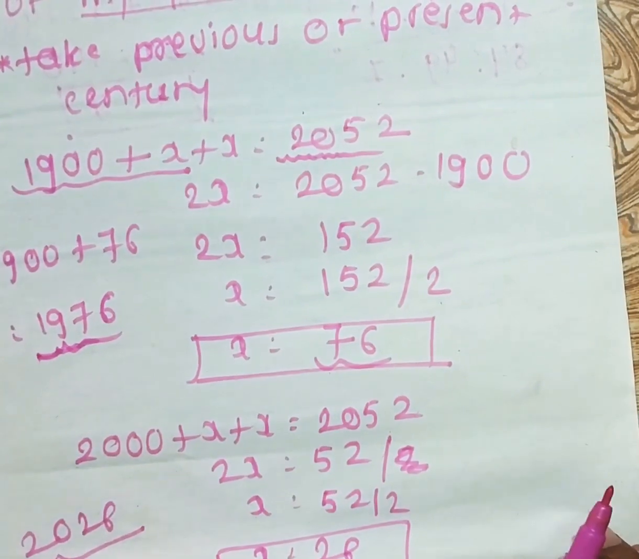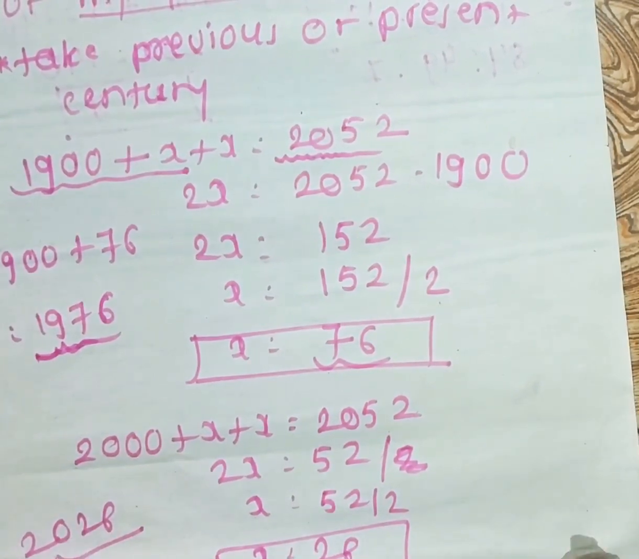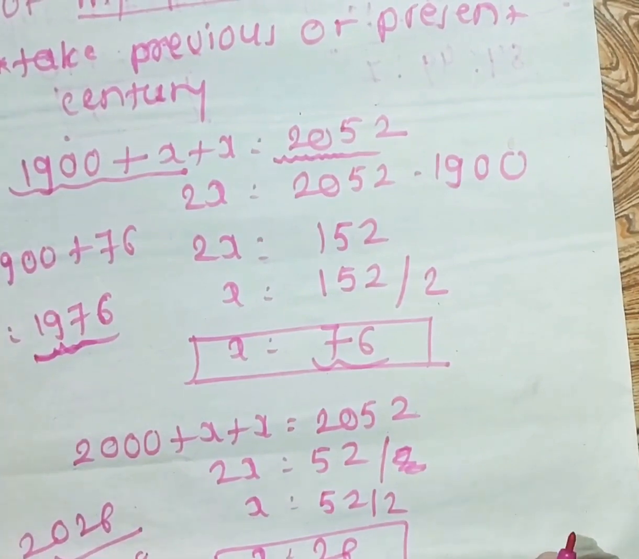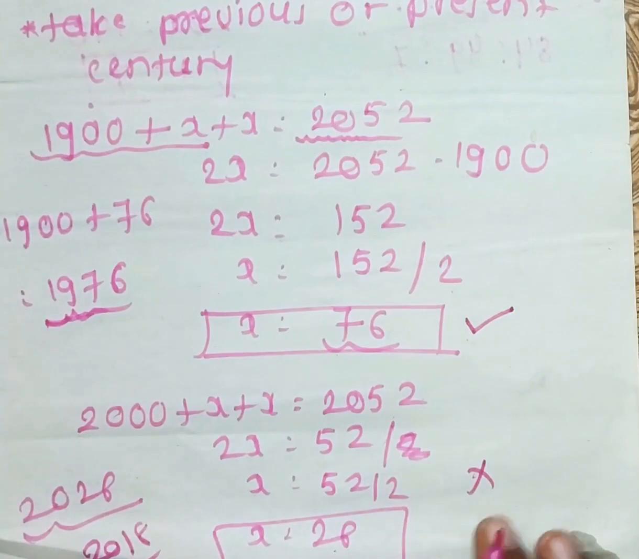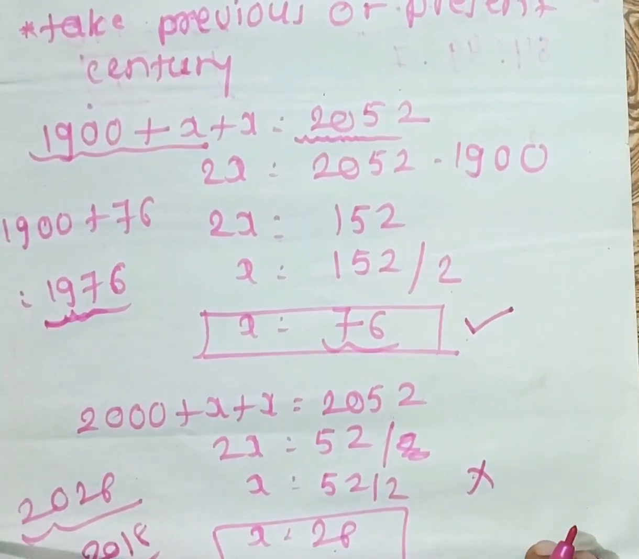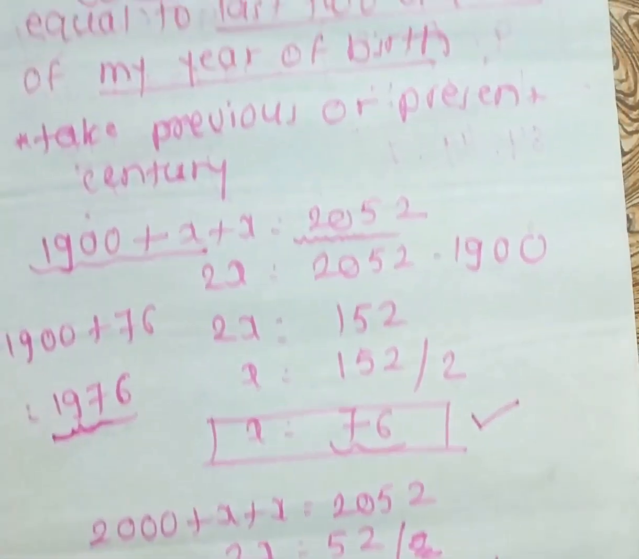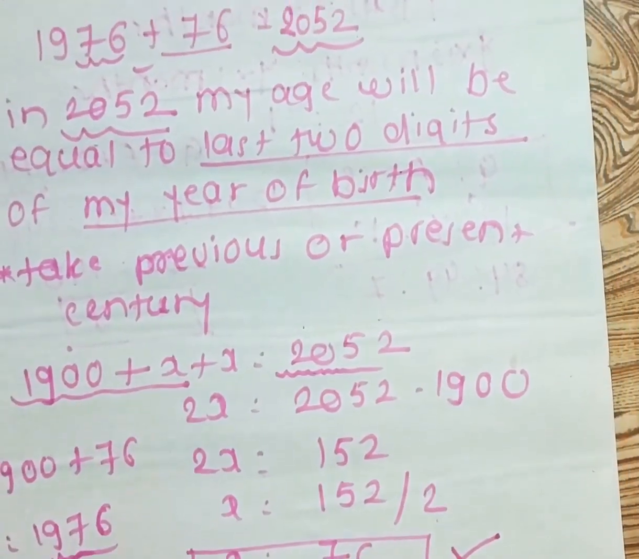It is not possible, because today itself it is 2018. How can I be born in 2026? So this is not possible. This is the only possible answer: I was born in 1976. So in 2052 my age will be equal to the last 2 digits of my year of birth.